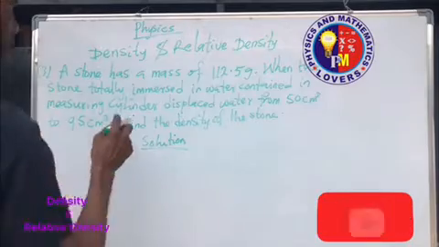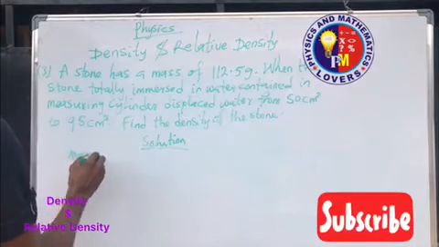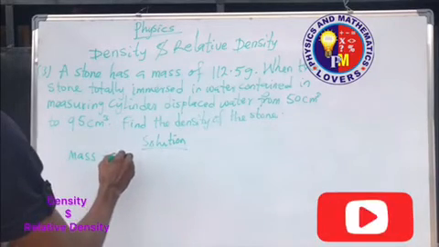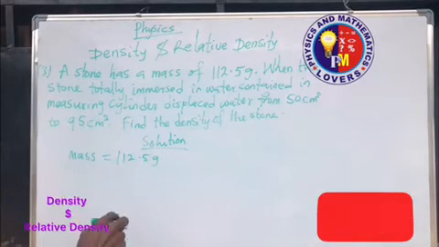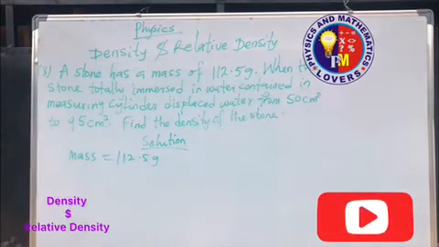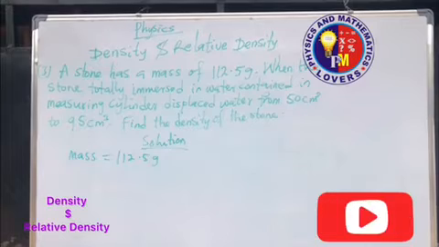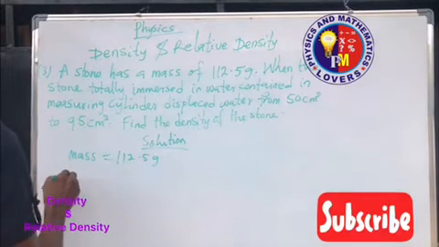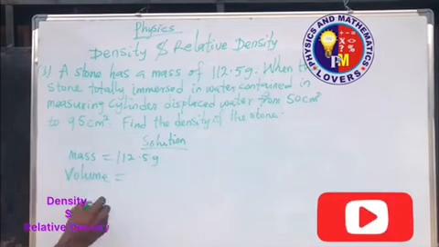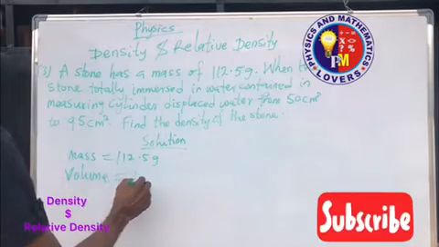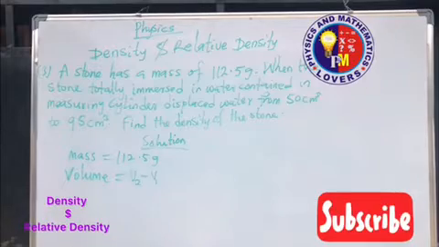Look at it here. Mass is equal to 112.5 grams. So now the volume. Remember I told you volume displaced: you take the final reading minus the initial reading. Now the volume of the stone will be equal to V2, which is your final volume, minus the initial volume, which is your V1.